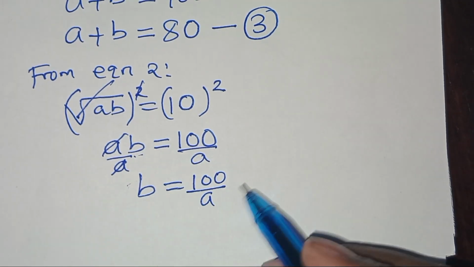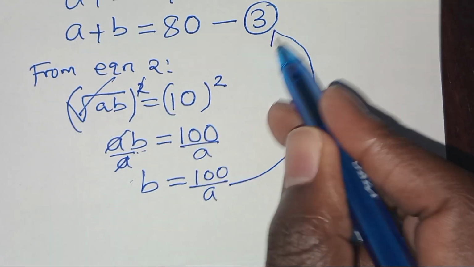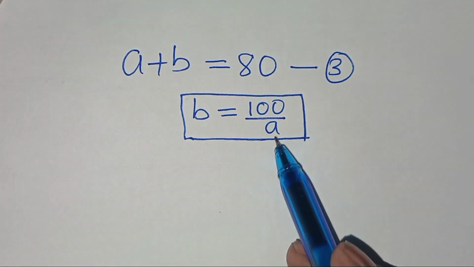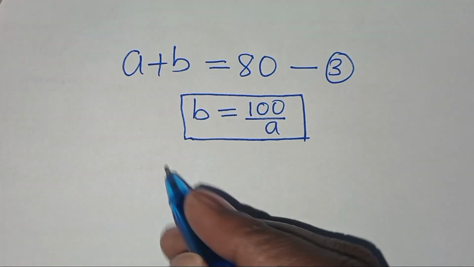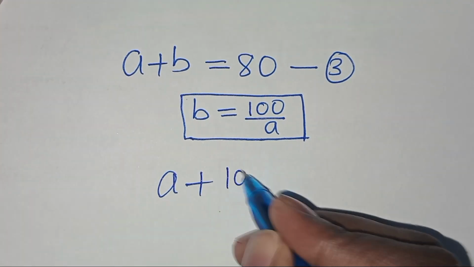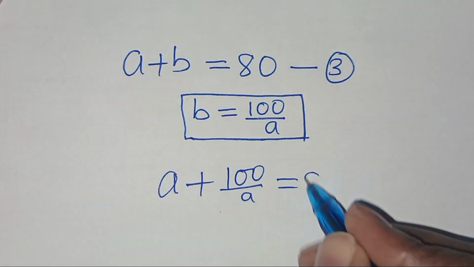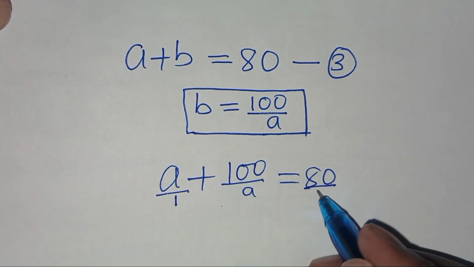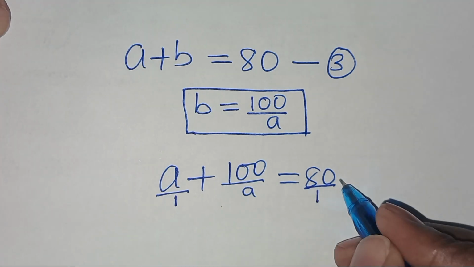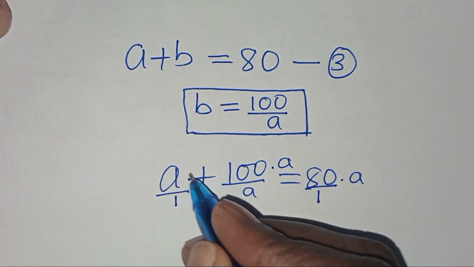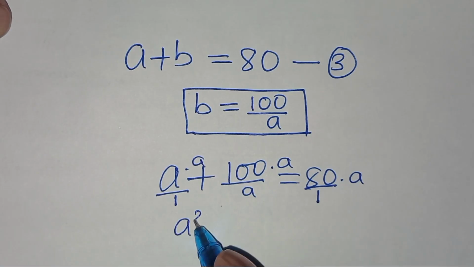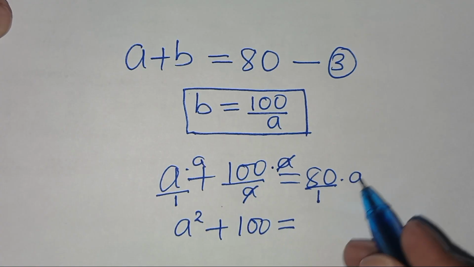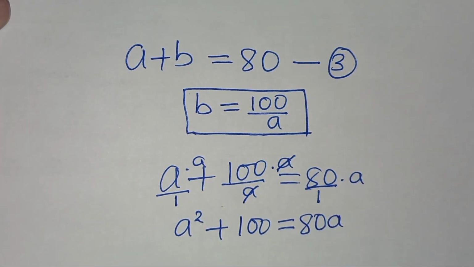So let's substitute b into equation 3. Since we have the value of b, which is 100 over a, let's substitute this b here. So we have a plus 100 over a, equal to 80. So a is a whole number, so it is over 1, and also 80 is a whole number, so it is over 1. The LCM here is a, so let's multiply both sides by a. So a times a is a squared, plus, a and a simplify, so this is plus 100. This is equal to 80 times a, which is 80a.